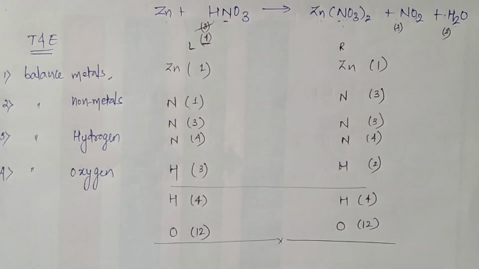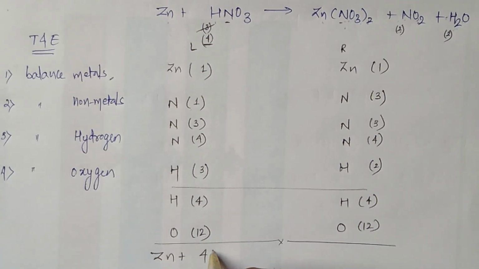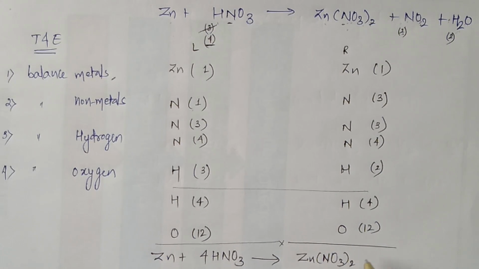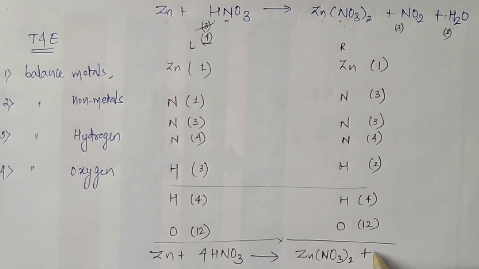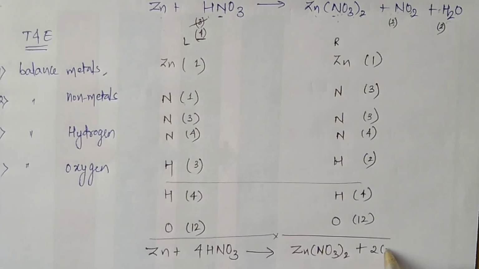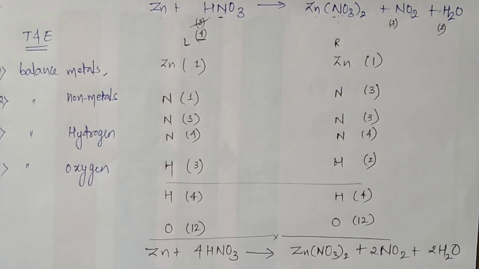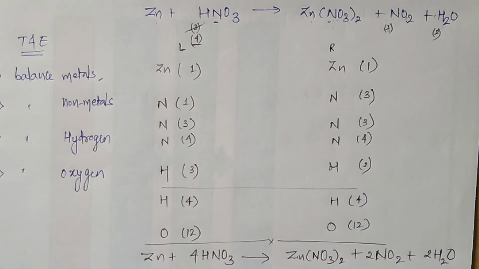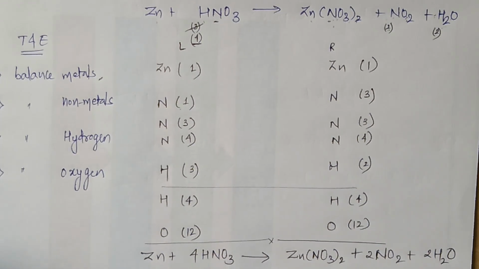So what will be the balanced equation now? The balanced equation will be Zn plus 4HNO3, that gives Zn(NO3)2 plus 2NO2 plus 2H2O. So it is balanced at present. Alright, this equation is completely balanced. Now we will see the quadratic method for balancing this particular equation.